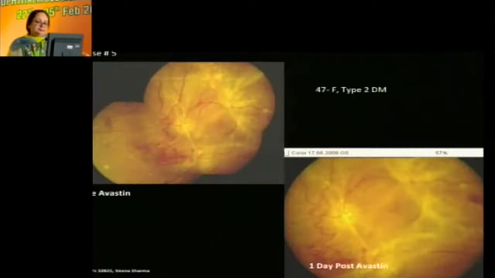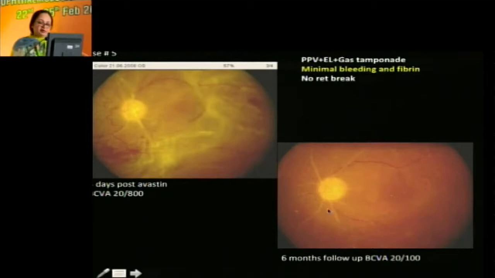Another example, before Avastin, you can see this. This is one day, the patient undergoes surgery, and this is the post 6 months follow-up. The vision has improved to 20/100.